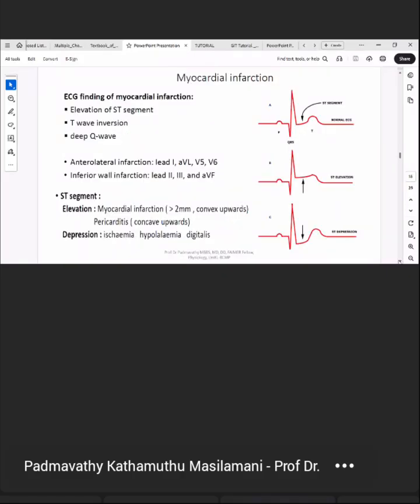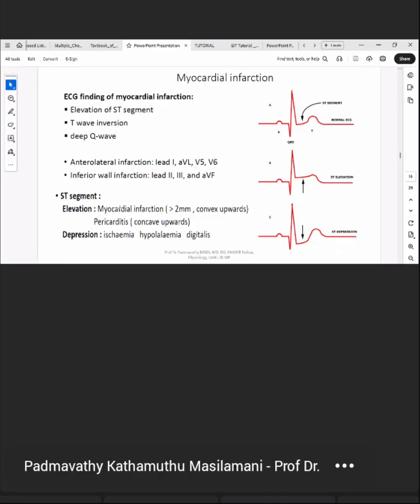Okay, myocardial infarction, important. When there is a myocardial infarction, there are ECG changes. The ECG changes you see are ST elevation, T wave inversion, and a deep Q wave. So that is the deep Q wave, then ST elevation, and then the T wave inversion. You can see the changes in different leads. No need to worry about this, but this is very important.